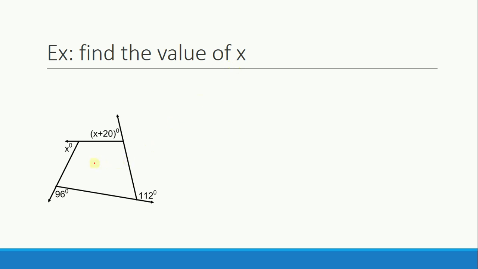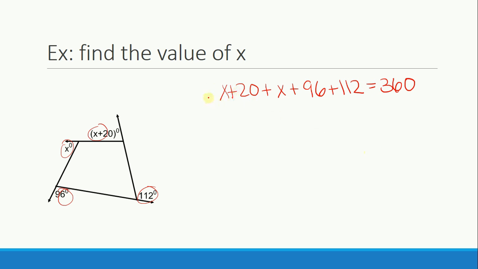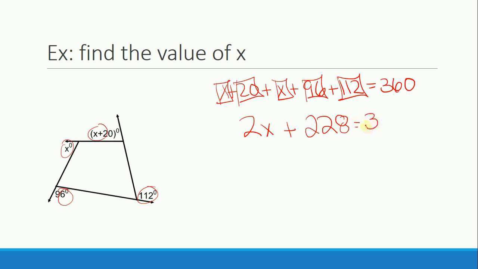Now, let's take a look at an exterior angle problem. I need to find the value of x. So I've got this exterior angle, this one, and this one. Well, all exterior angles add up to 360. So I'm going to add all my exterior angles up and set it equal to 360 degrees. Let's combine like terms. So I've got an x and another x, so that'd be 2x, plus 20, 96, and 112. That is, quick on my calculator, 228. That equals 360.